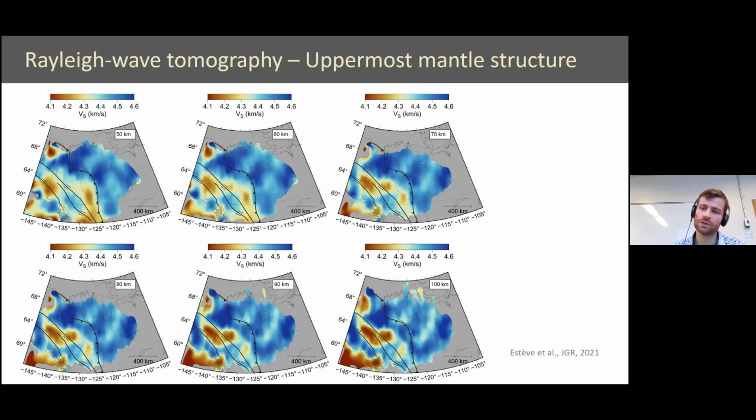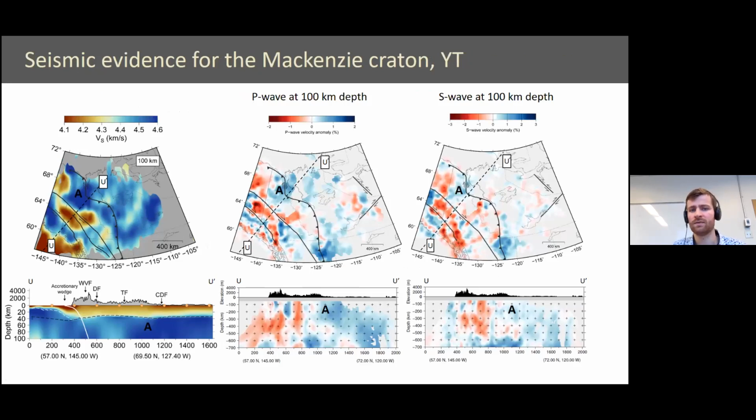So now I'm going to go through some of the anomalies, high velocity regions or low velocity regions, that we observe in our models and see how we interpret them. I call this the seismic evidence for the Mackenzie Craton in Yukon territory. Here again, you have the shear wave velocity model at 100 kilometer depth obtained from surface wave data. And here you have the P-wave model and S-wave model at 100 kilometers depth, but using teleseismic data. They show basically that they're quite in agreement.